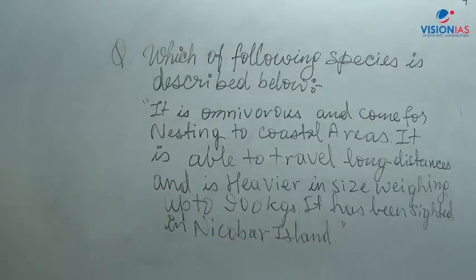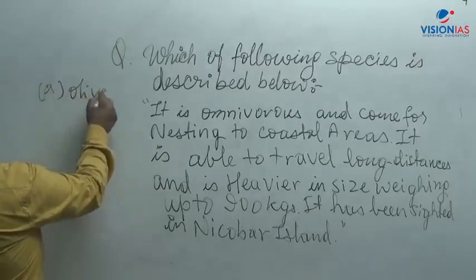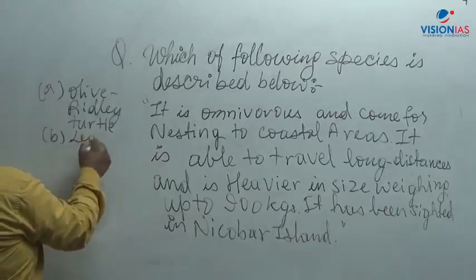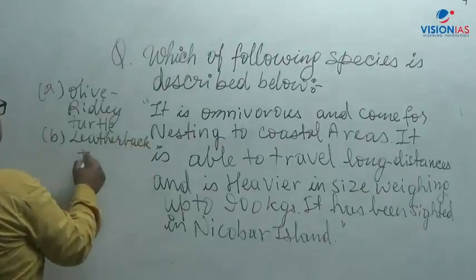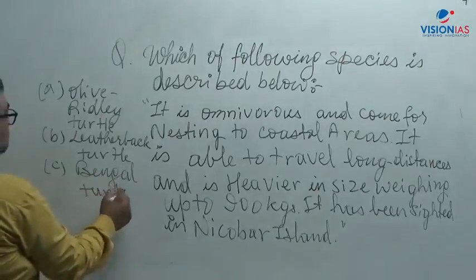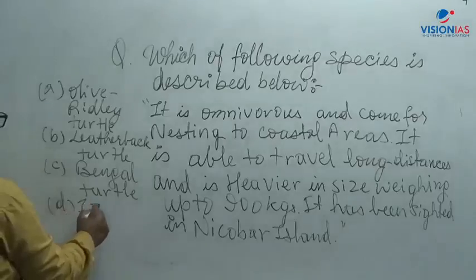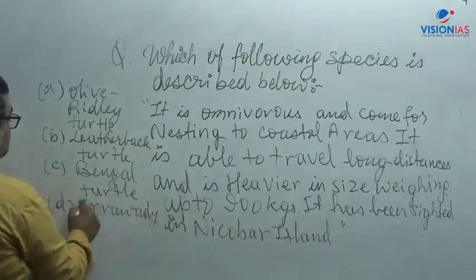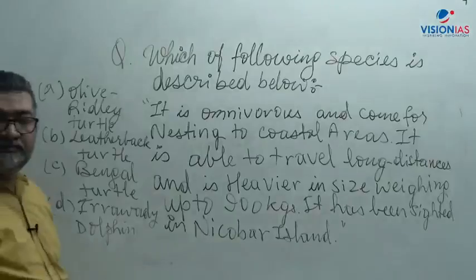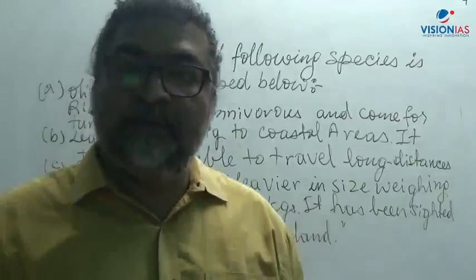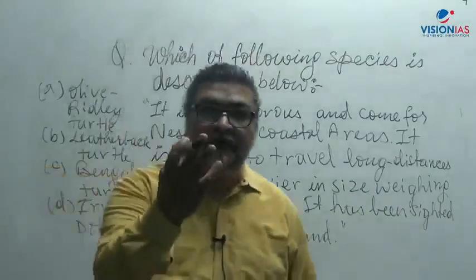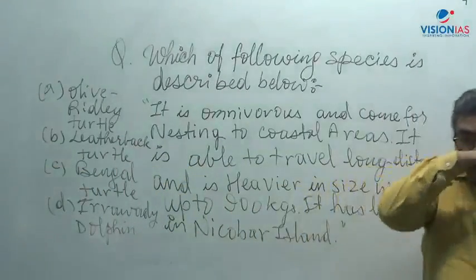Let's say you have a description of this type, and now I am giving the options here: olive ridley turtle, leatherback turtle, Bengal turtle, and let's say Irrawaddy dolphin. So what will be the answer here? This is another way a question can be asked. Something will be described about that species, and then you will be asked to select which one it is. If you know the information, you can solve that. What will be the answer in this case?